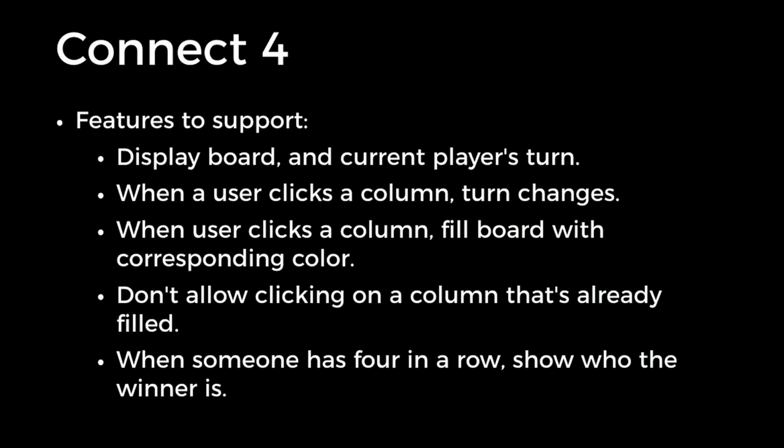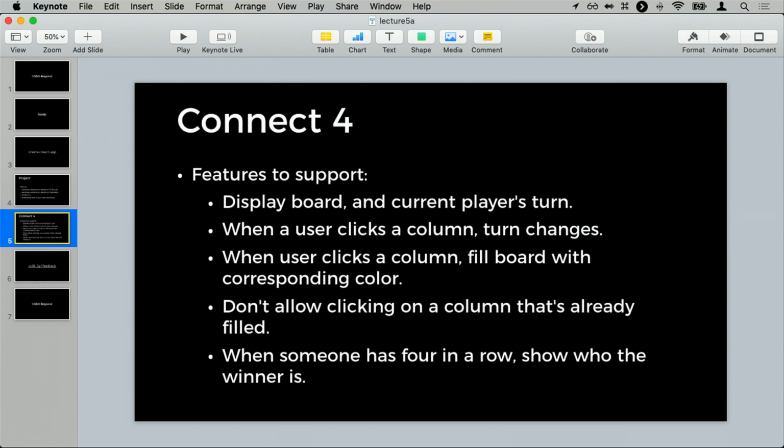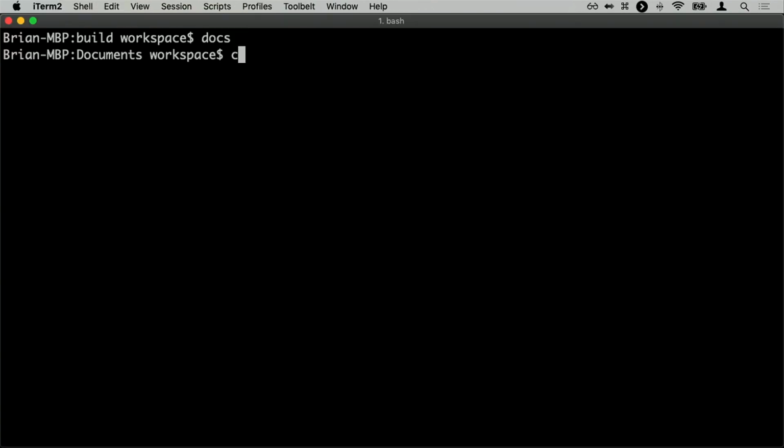And so these are going to be the potential options. If you choose to implement the Connect 4 game, the types of features you might want to consider: displaying a board and which player's turn it currently is. When the user clicks on a column, the turn changes from red to black or black to red, as the typical colors are for Connect 4. If you click on a column, that drops a circle inside of that column, for example. Don't allow clicking on a column that's already filled if it's filled to the top of what's usually a 7x7 grid. And when someone has 4 in a row, you can display who the winner is, and that'll probably be the last step.